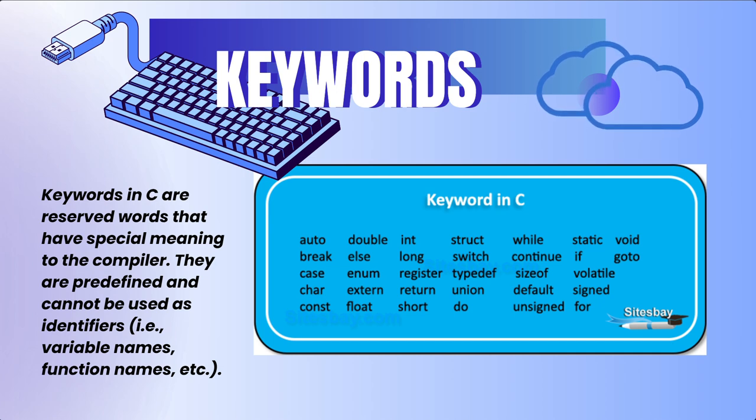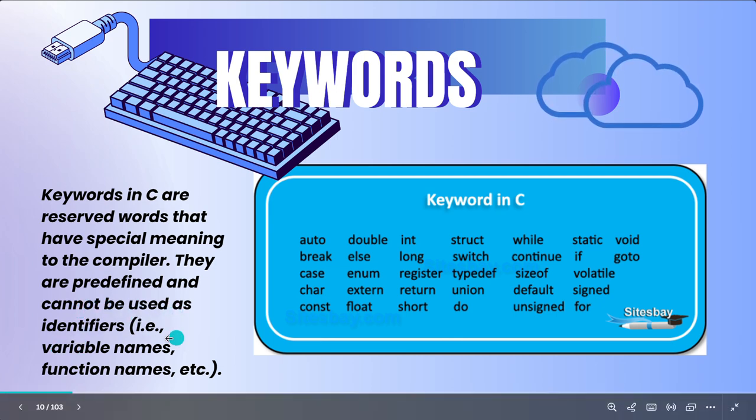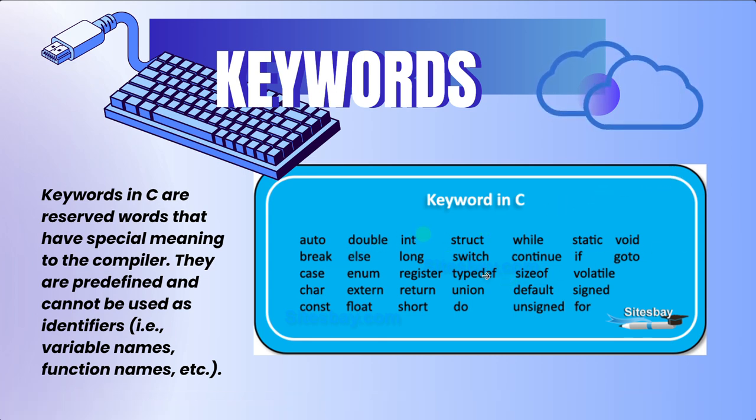These are basically the dictionary of words present in the C language. So keywords are the reserved words that have special meaning to the compiler. They are predefined and cannot be used as identifiers, that is variable names, function names, etc. We cannot use them at all. Why? Because they have a specific meaning. We will learn all of them.